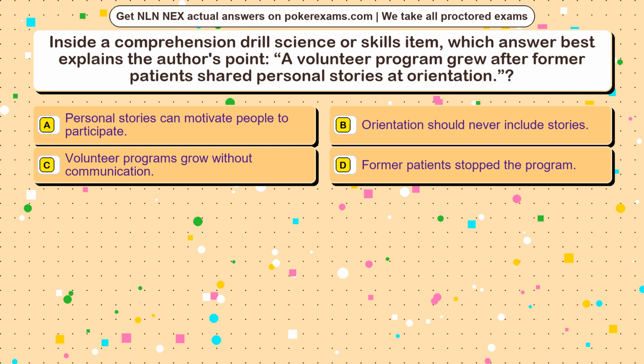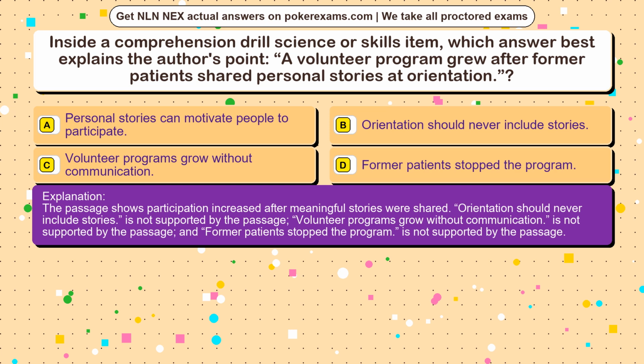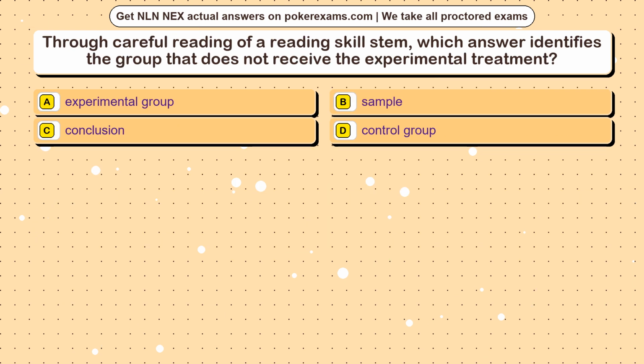The correct answer is option. The passage shows participation increased after meaningful stories were shared. Orientation should never include stories is not supported by the passage. Volunteer programs grow without communication is not supported by the passage, and former patients stopped the program is not supported by the passage.